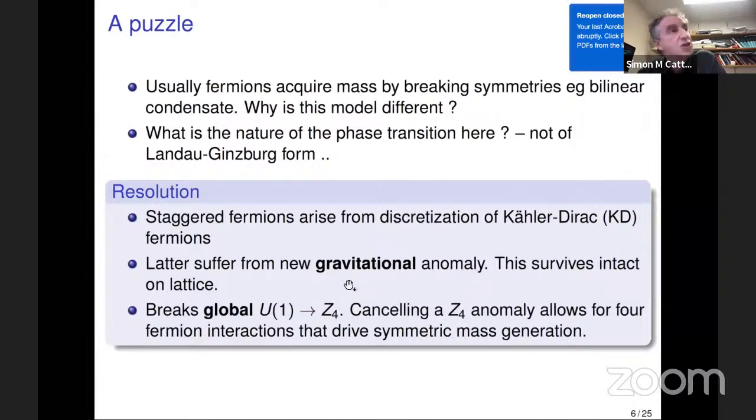And the four fermion term that we wrote down originally in our original model, of course, is consistent with that Z4, which is why we're actually able to drive symmetric mass generation with it. And canceling off a Z4 anomaly is going to be key to symmetric mass generation. So that's just looking to where we'll get to.